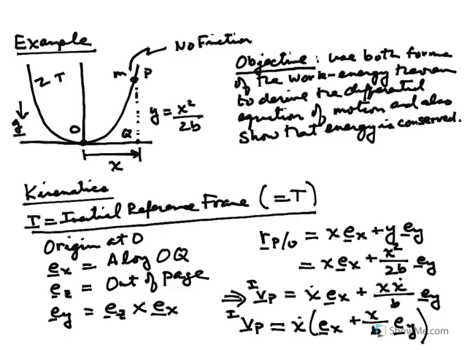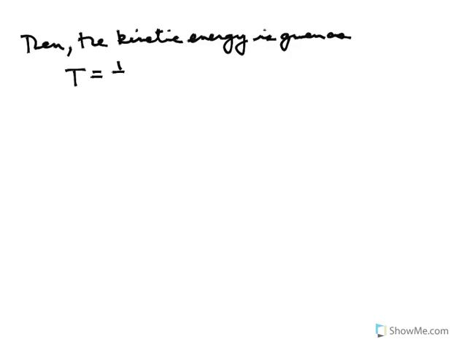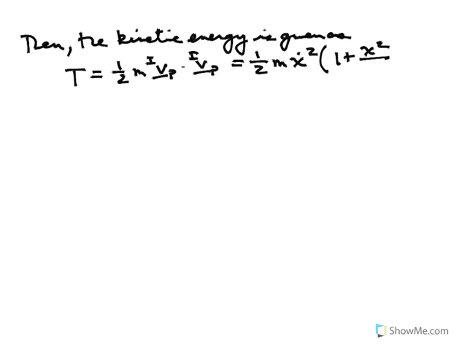That's the velocity of point P in the inertial frame. Now, let's then compute the kinetic energy. The kinetic energy is given as T = 1/2 m v_P/I dotted with v_P/I, which is equal to 1/2 m times x dot squared times (1 + x squared over b squared). So it's important that you look back on the equation for the inertial velocity and see that that is in fact the case.